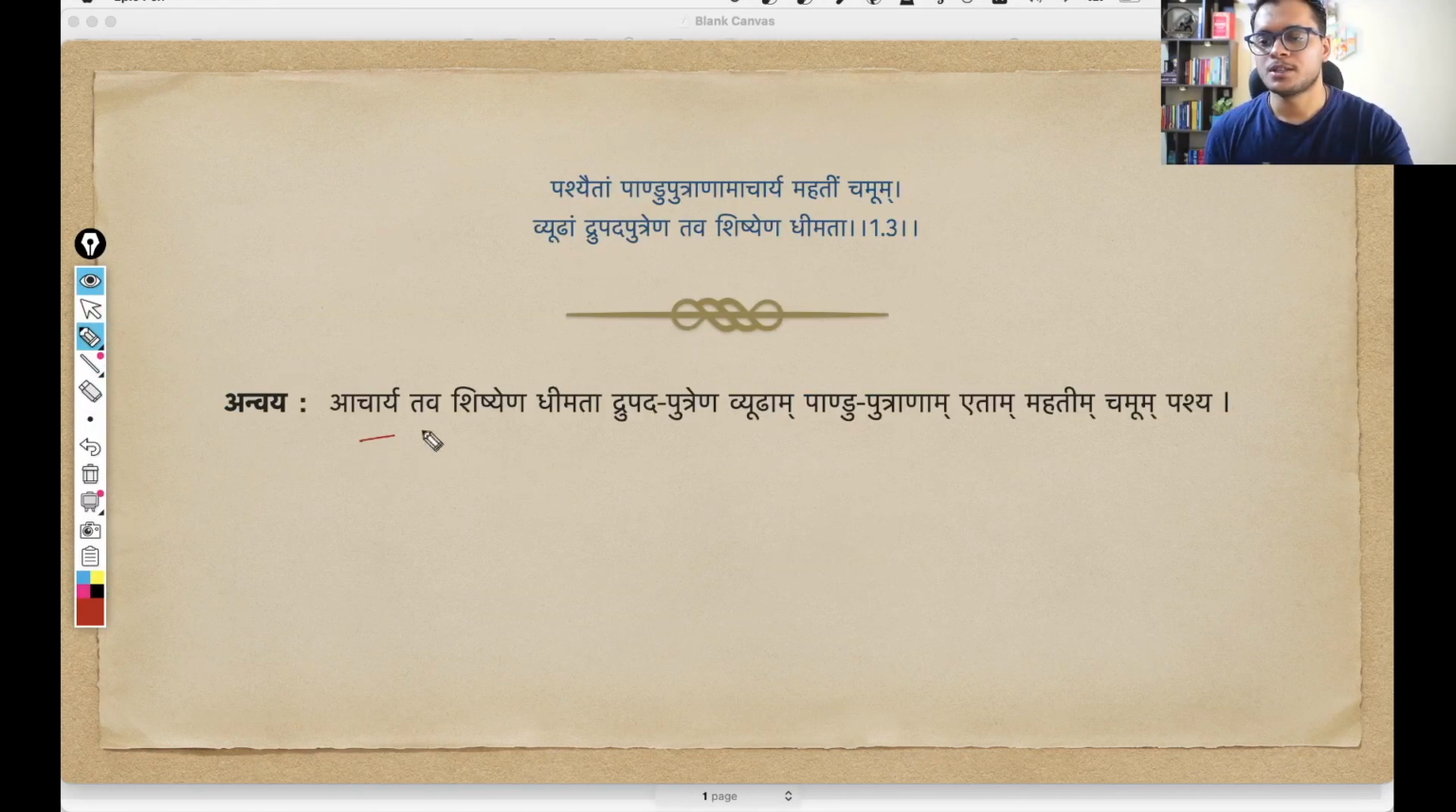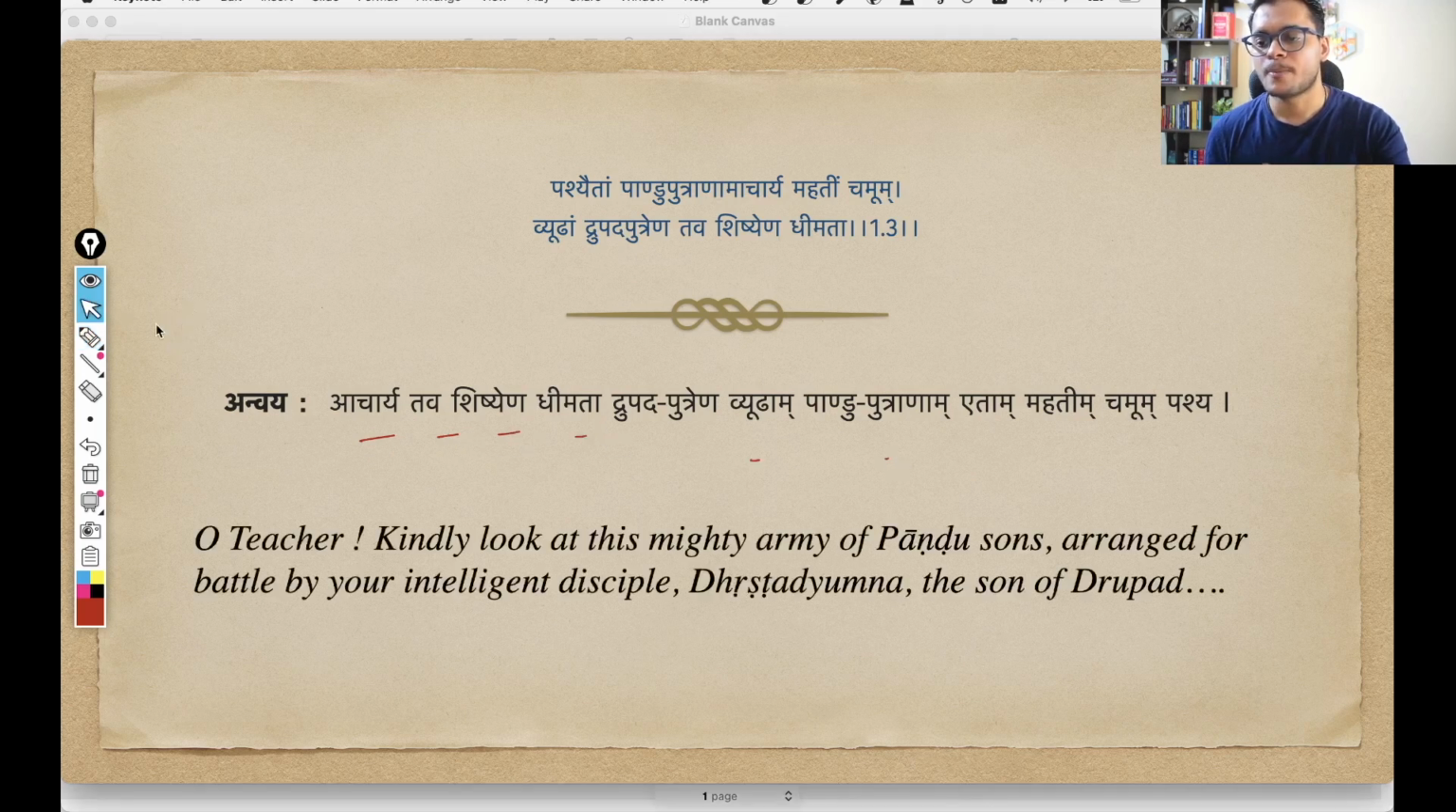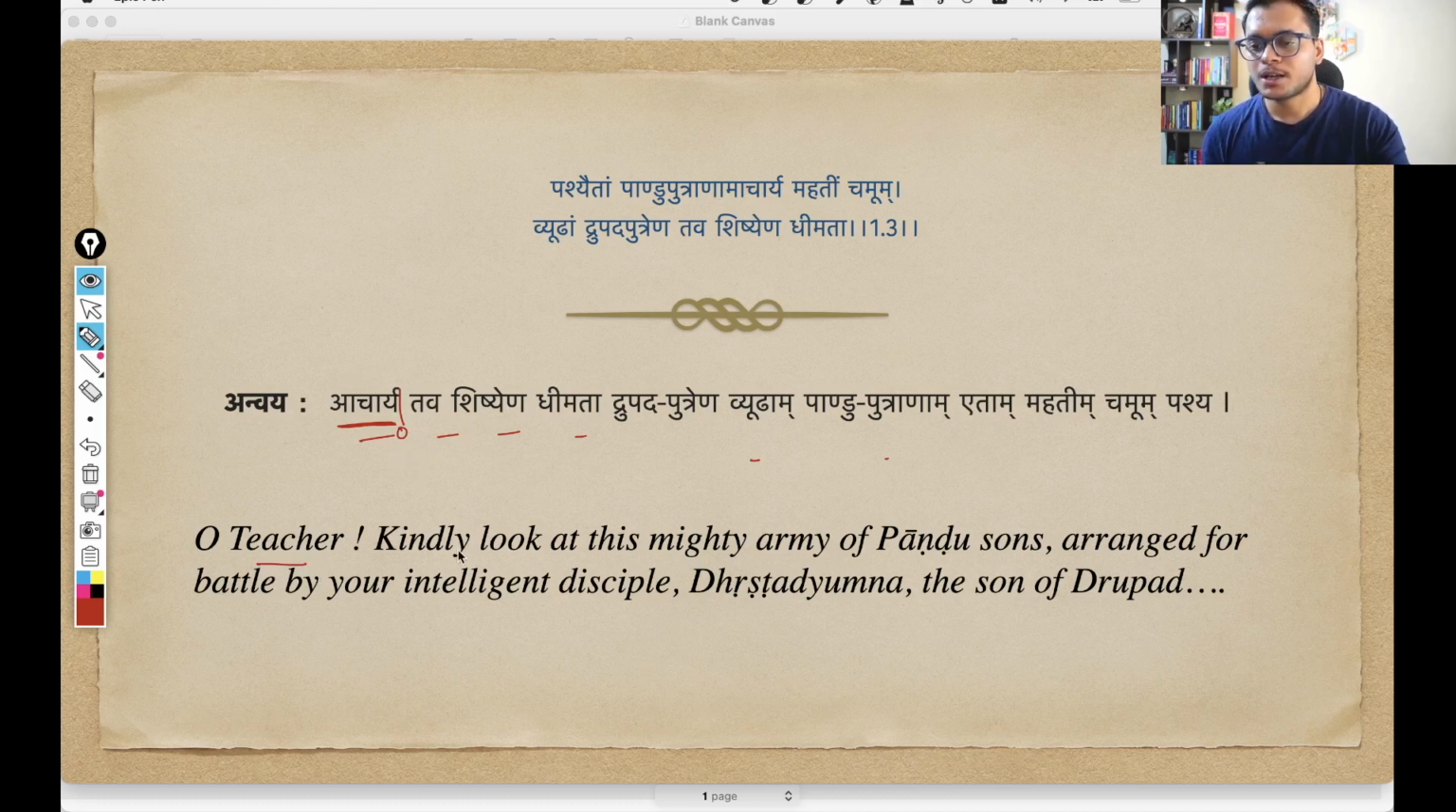So again, the Anvay is the same that we just went through. Let me quickly go through the English translation. See, same thing. Acharya, because it is in the eighth case, right? Think of it like this: Acharya. So, O teacher, kindly look, Pashya, at this mighty army, Mahatim, of the sons of Pandu, Pandu Putranam, arranged for battle, Vyudham, by your intelligent disciple.